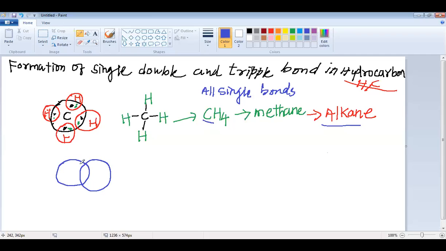Now when we study another part, you can see here, my dear students, that suppose we have 2 carbons. This is carbon number 1. This is carbon number 2. Each carbon had shared its electrons. So each carbon had shared 2 electrons, so you can see that there are 4 electrons available here. These 4 electrons from 2 different carbons are being shared.